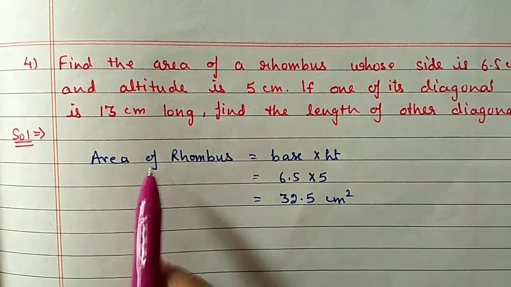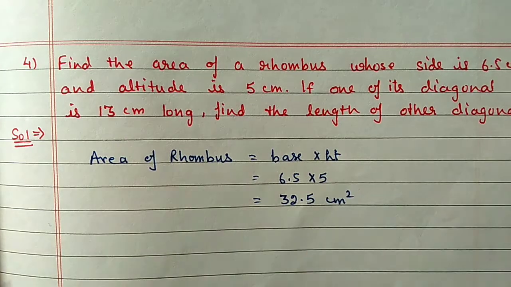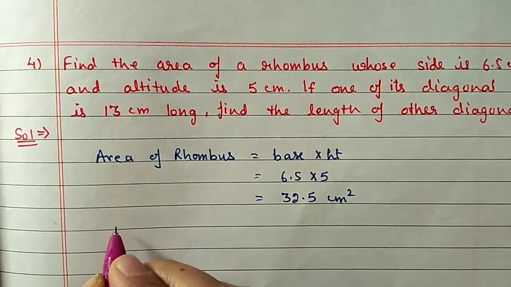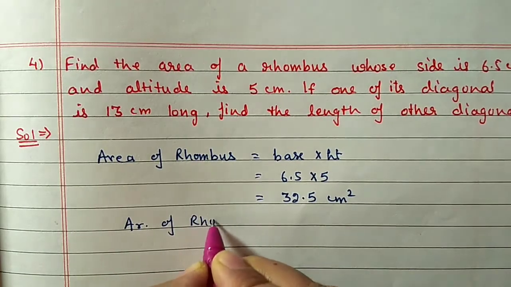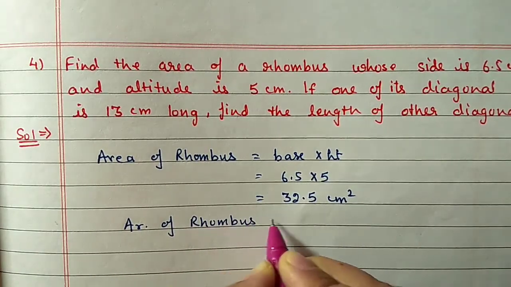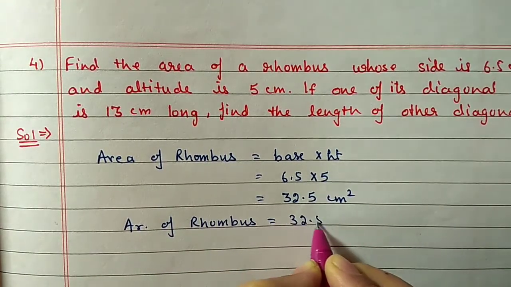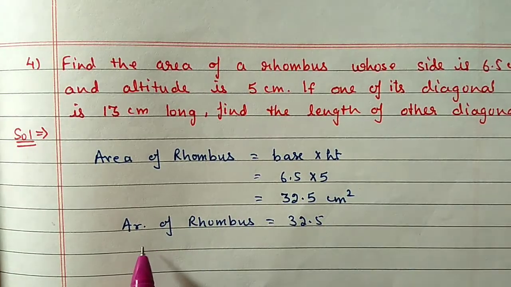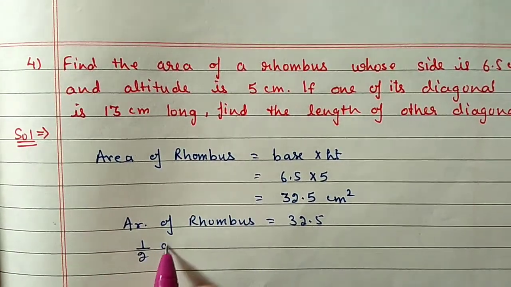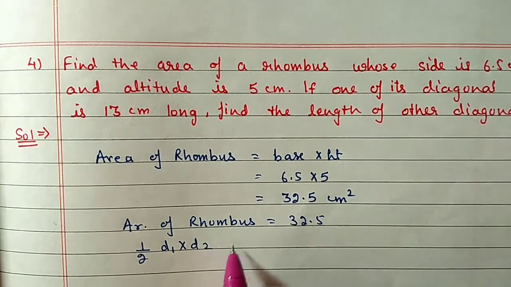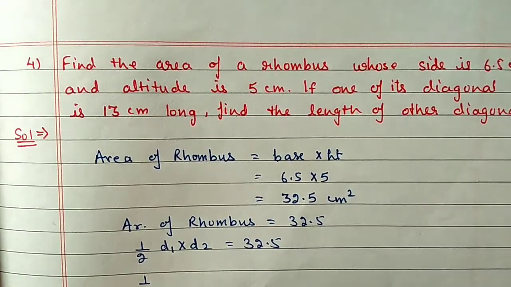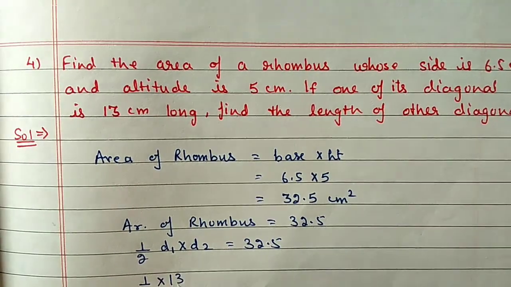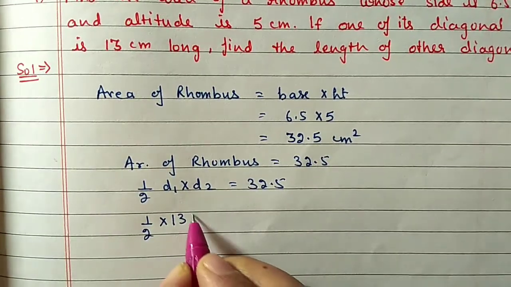Now with the help of area and one diagonal we will find out the other diagonal. Area of rhombus, just now we have calculated 32.5, and if we use formula for diagonals, then formula is half d1 into d2 is equal to 32.5. So one diagonal we know is 13 centimeter, another diagonal we have to find out.